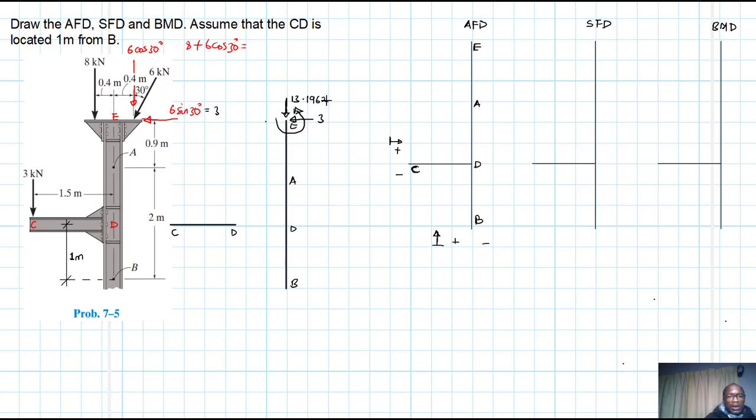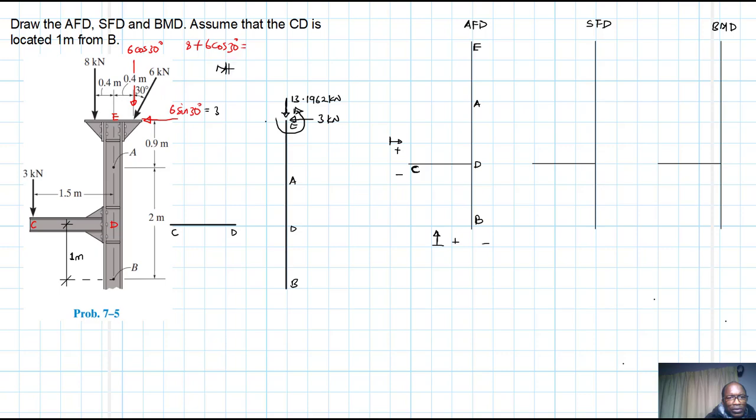All right, and what was that particular moment? All right, so we had to say 6 cos 30 by 0.4. Okay, this one is causing clockwise, right? And then 8 by 0.4 causing anti-clockwise, and then we sum them up together. All right, let's do it. So we had the moment.